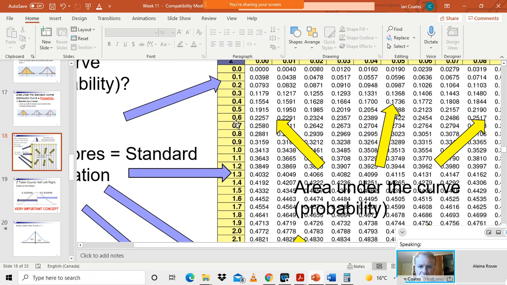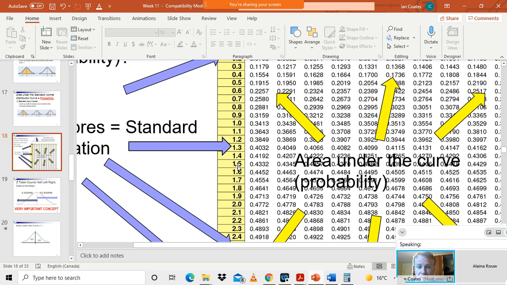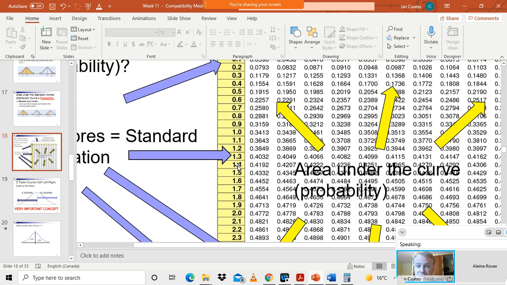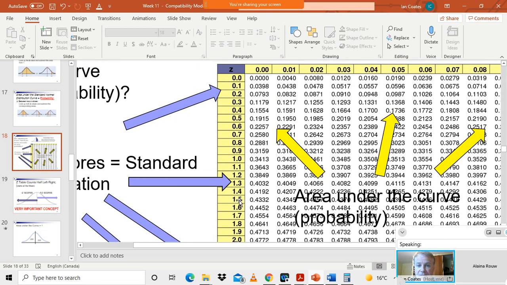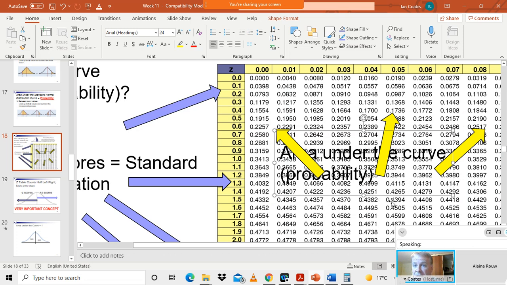So we would just go down 1.5. Now we want 1.55. So can I get this all on the same screen? Yes, I can. 1.55. I think this is it right here, and it corresponds to here. Sorry, it's being covered up by words, which I'll just move. 1.55. So, 0.4394. Okay? That is the probability. And I'm going to show you how this works. 43.94%.